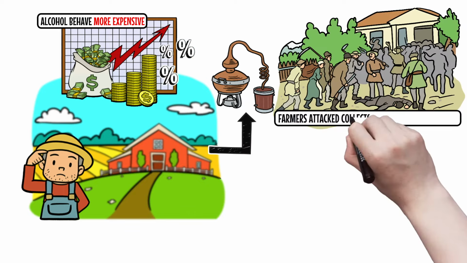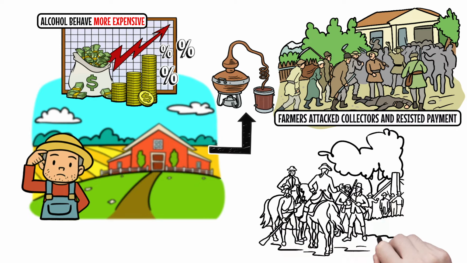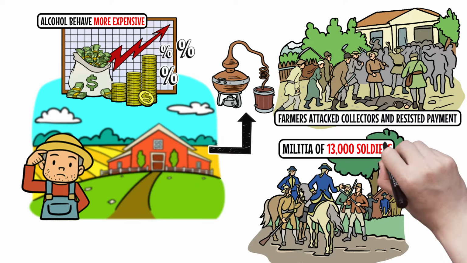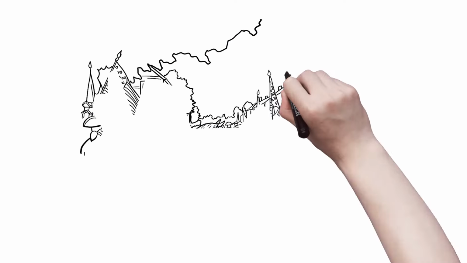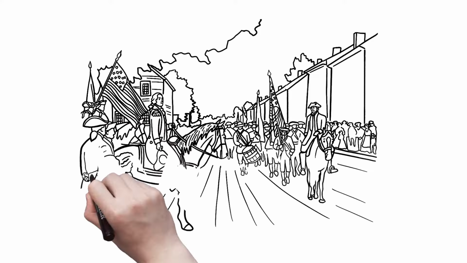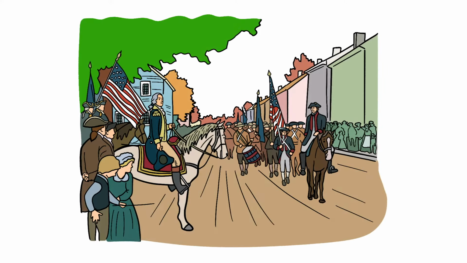The farmers attacked collectors and resisted payment. The government quickly created a militia of 13,000 soldiers to squash the Whiskey Rebellion. Washington himself led the troops to display the strength of the new government to the American citizens. The Federalists and the Democratic-Republicans differed on more than just taxes, though.